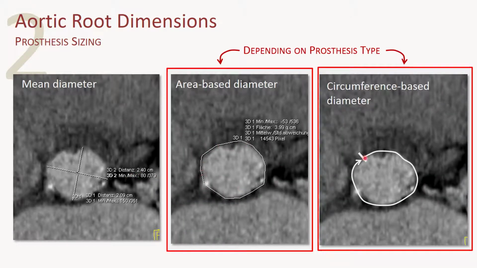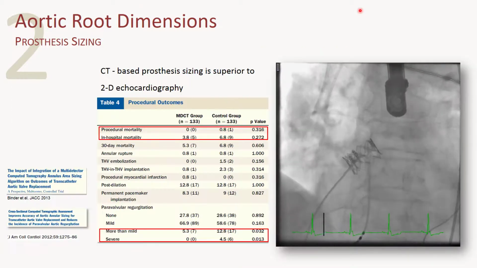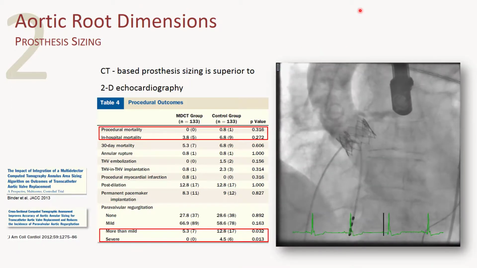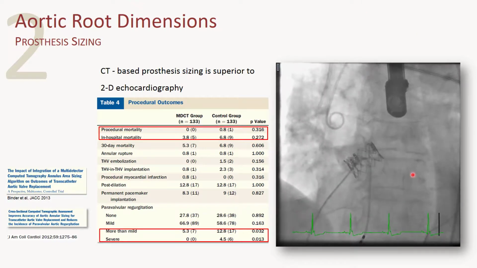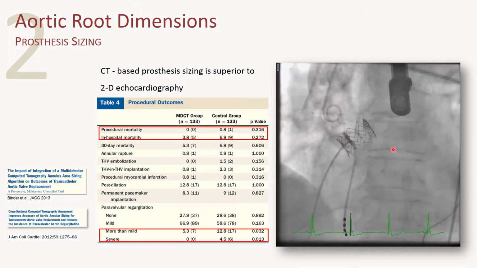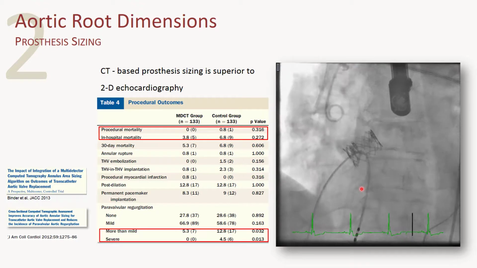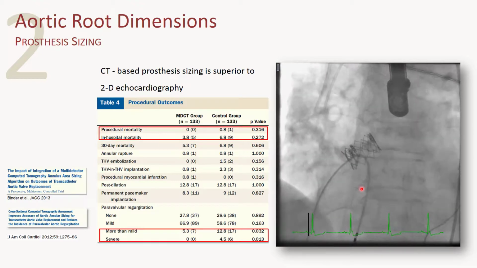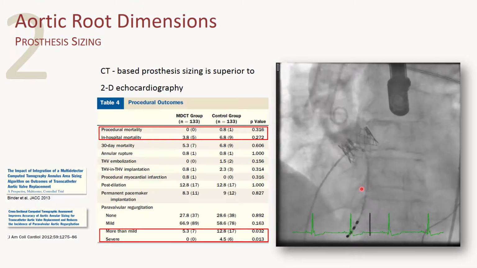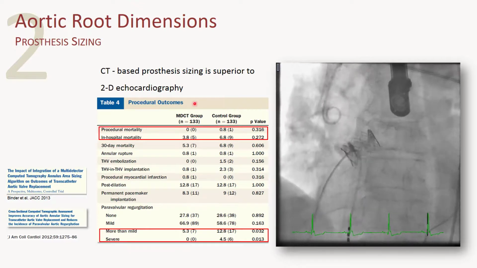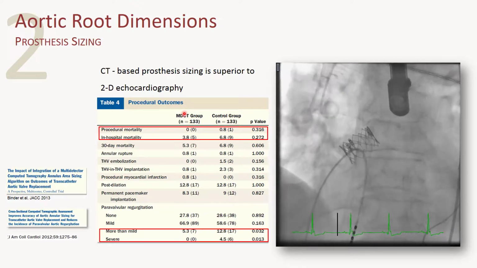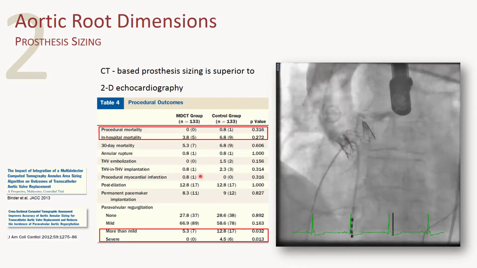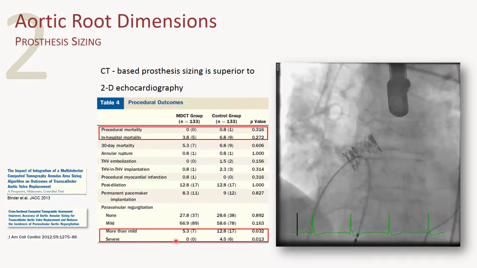What we want to avoid, as the speakers before me have already indicated, is a prosthesis that is too small and aortic regurgitation happens. And it has been shown that if you use CT for sizing, as opposed to echo for sizing, the incidence of more than mild regurgitation is significantly lower. It was 5% if CT was used for sizing, but 13% if echo was used for sizing in this trial, which was published about 4 years ago.